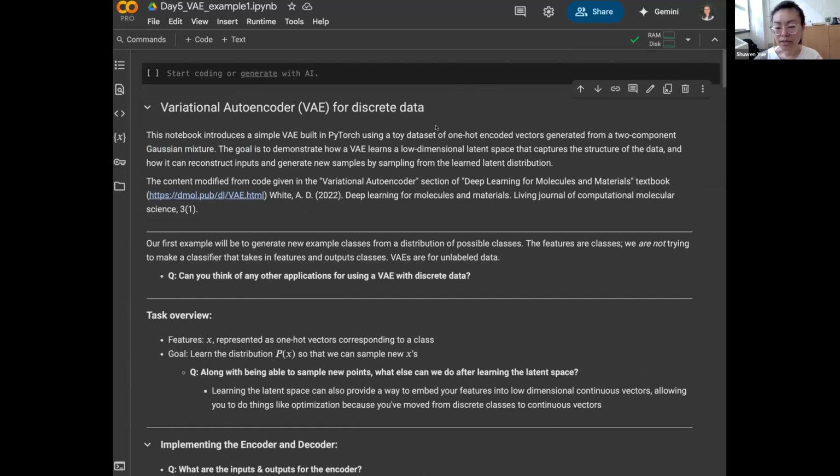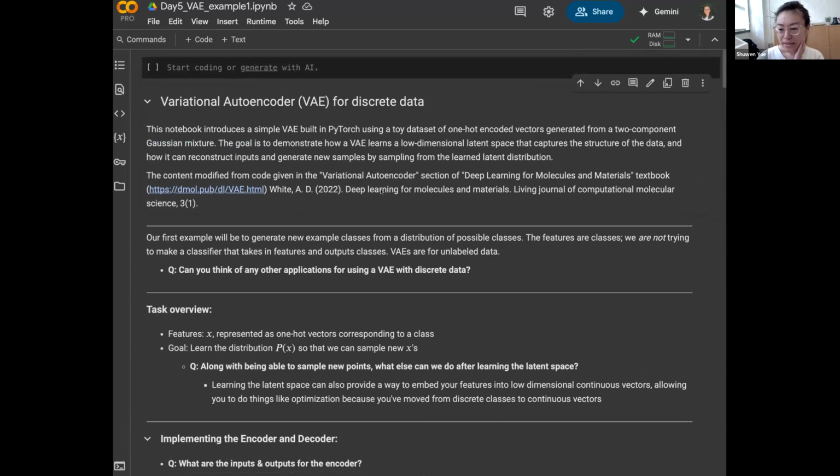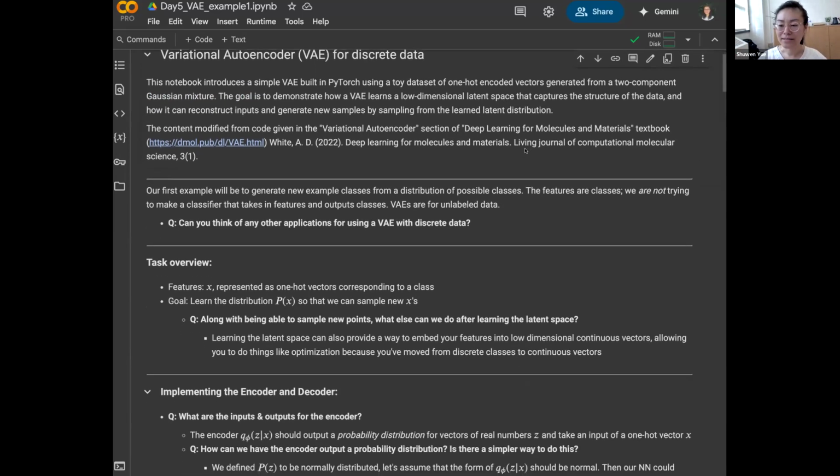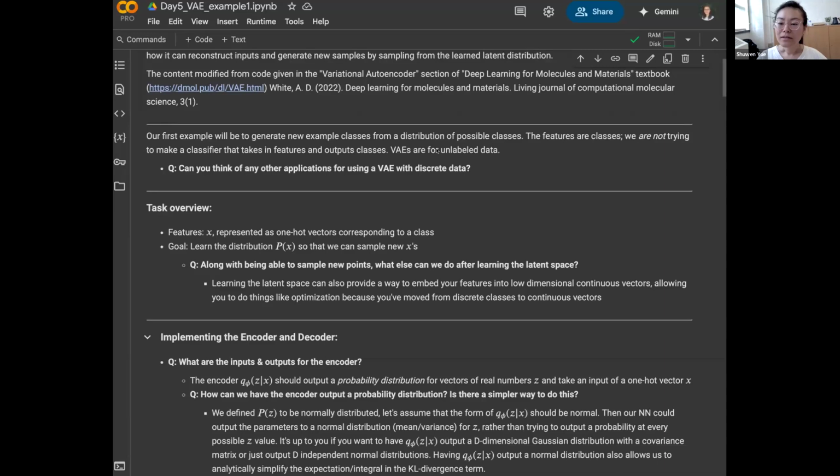Our second example will be with a continuous data set. Also, this example, by the way, is found in this very nice book by Andrew White, Deep Learning. I think this is a fantastic reference for anybody who wants more in-depth info on all the things that we talked about in this workshop.